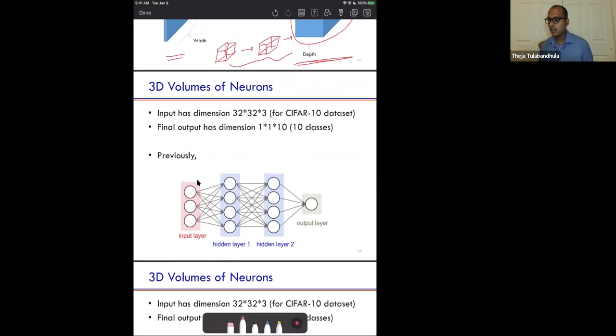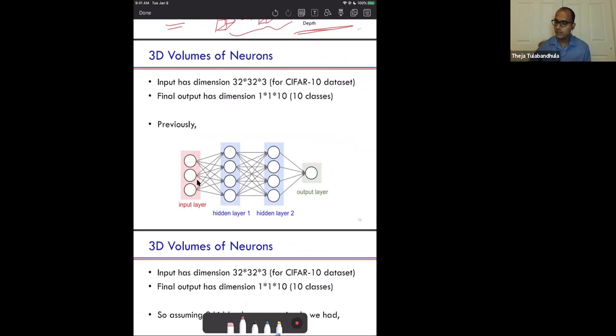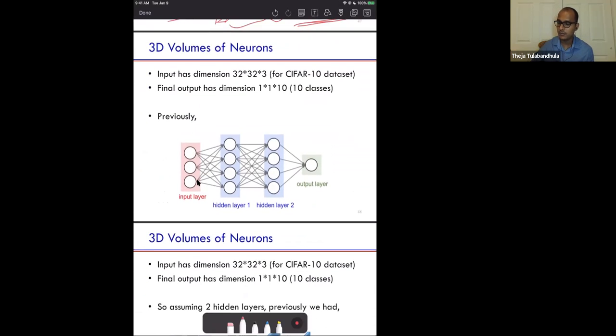Now, again, previously, if you think of it from the neuron's point of view, the input had, let's say we are looking at the first layer, a dimension of this, and the final output has a dimension of 1 times 1 times 10 classes. Okay.